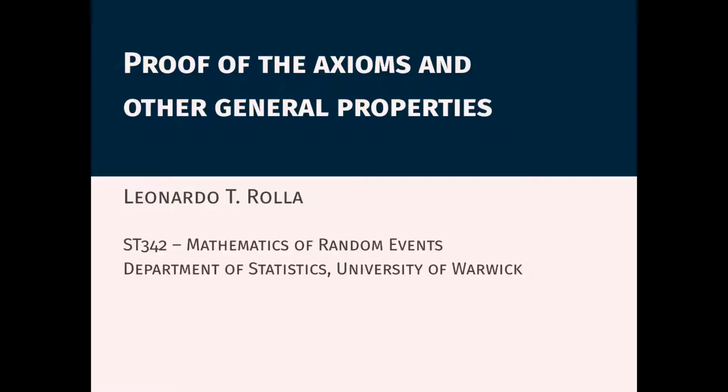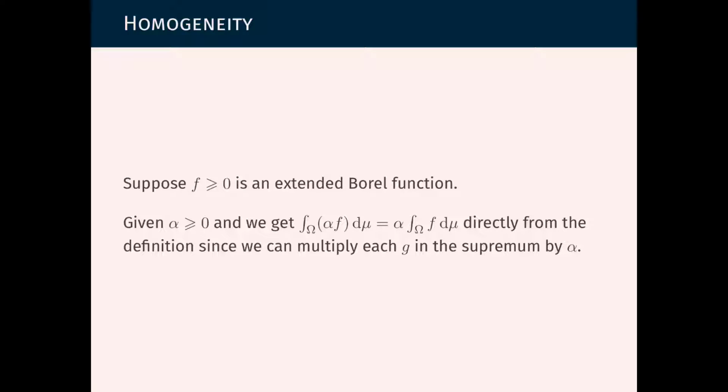In this last video lecture of this series about the Lebesgue integral, we are going to pay our debts and give all the missing proofs, first to justify the axioms of the properties of the Lebesgue integral for non-negative extended Borel functions, and then remind a few other general properties that we have stated last week and not proved either. Let us start from the axioms.